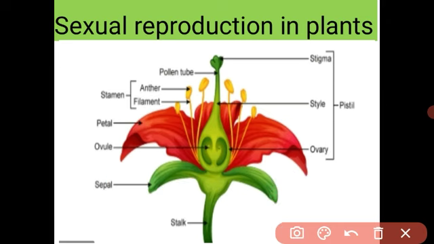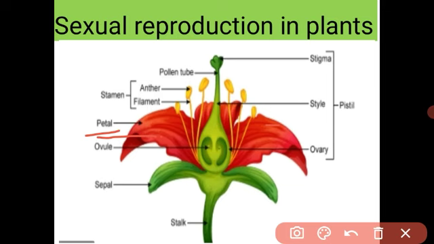Next important part of the flower is the petal. See, the flower is very attractive. How does it become attractive? It becomes attractive by the colorful petals. This part of the flower is called the petal. Petals are very colorful. Why are they colorful? Because the petals attract insects and help in pollination.